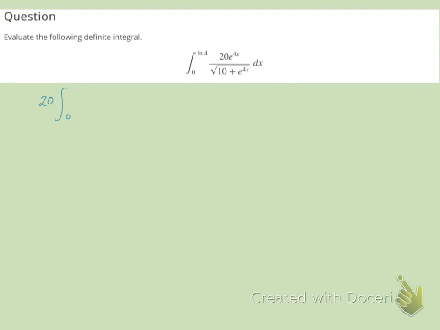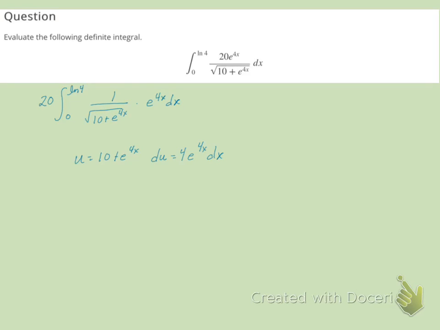We're going from 0 to the natural log of 4, and I'm going to write this as 1 over the square root of 10 plus e to the 4x times e to the 4x dx. And now we're going to let u be that inside function of 10 plus e to the 4x. And so we have that du equals, don't forget the chain rule here, e to the 4x times 4. I'm going to put the 4 out in front, dx.